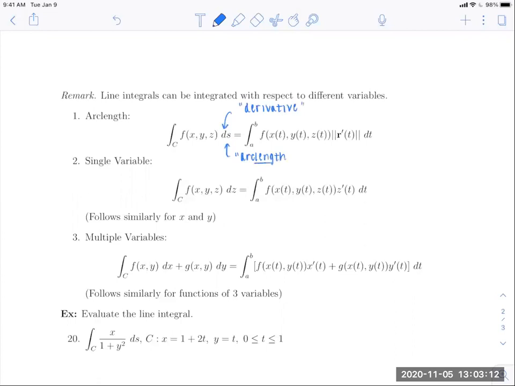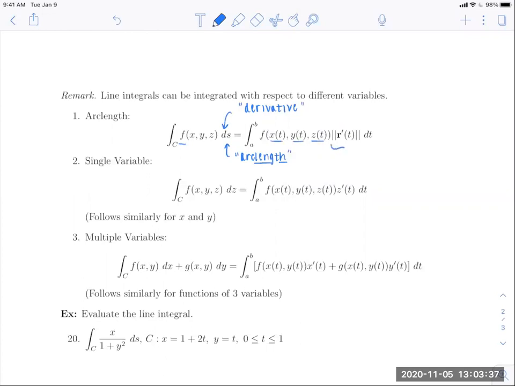And emphasis on the word length, right? So what I'm going to do is take my original integrand f, and remember, I always want to get it back in terms of t. So I'm going to do exactly what I did in the last example. I'm going to evaluate f at those component functions of r, x of t, y of t, and z of t. And then we had the d for derivative, means I want to take the derivative of r, and then the s was arc length.